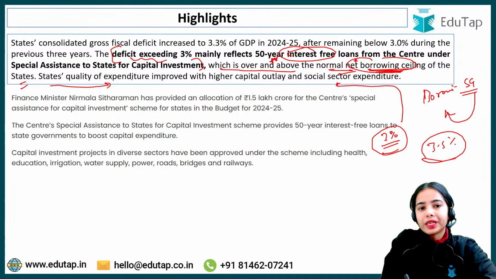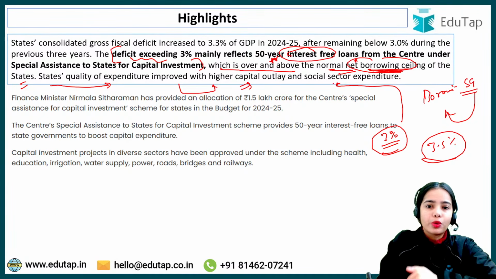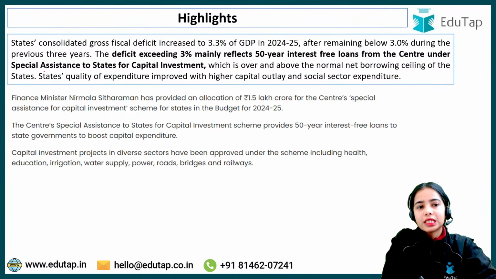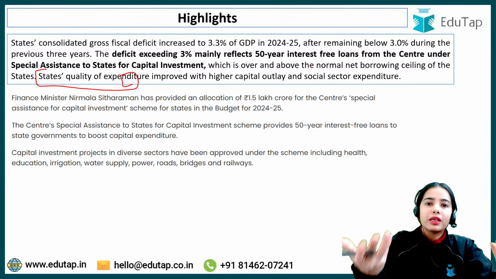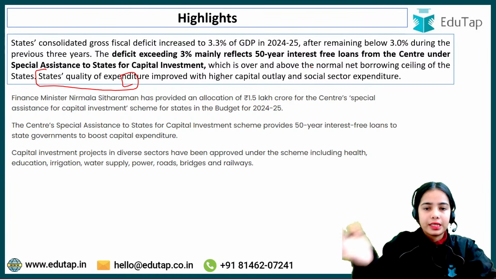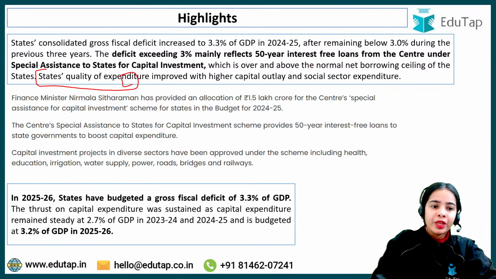Now the quality of state expenditure has improved with higher capital outlay and social sector expenditure. The states are doing more expenditure on capital assets and reducing their liabilities. So this is the idea.